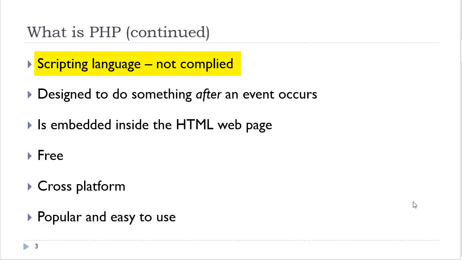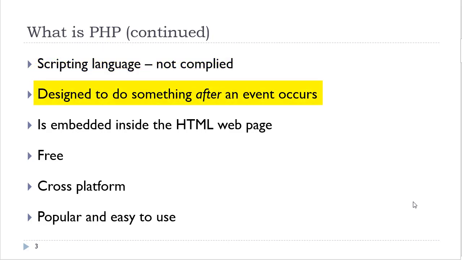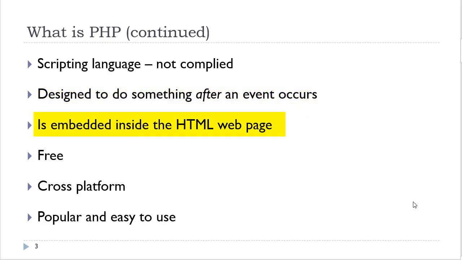PHP is a scripting language. It is not a compiled language such as C or Java. It is designed to do something after an event occurs, such as sending a form to the server. The PHP code is embedded inside the HTML web page. So we have a standard HTML web page to start out with.